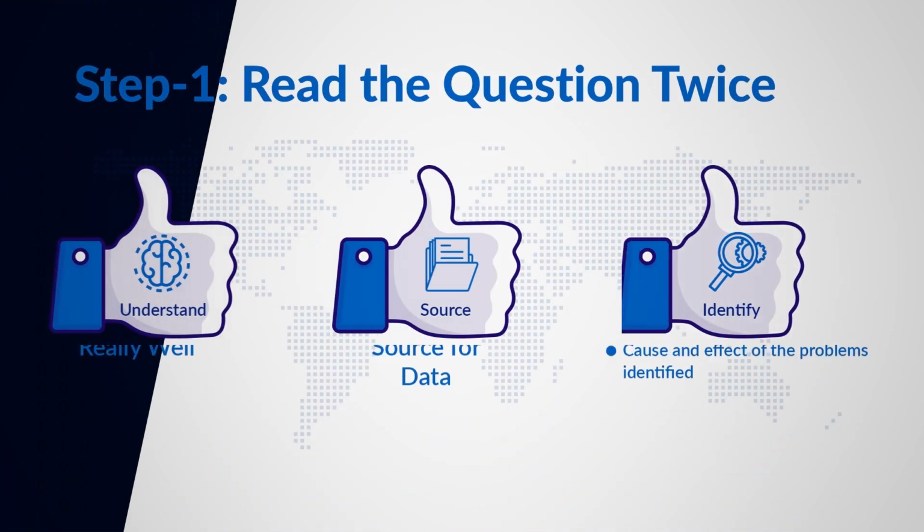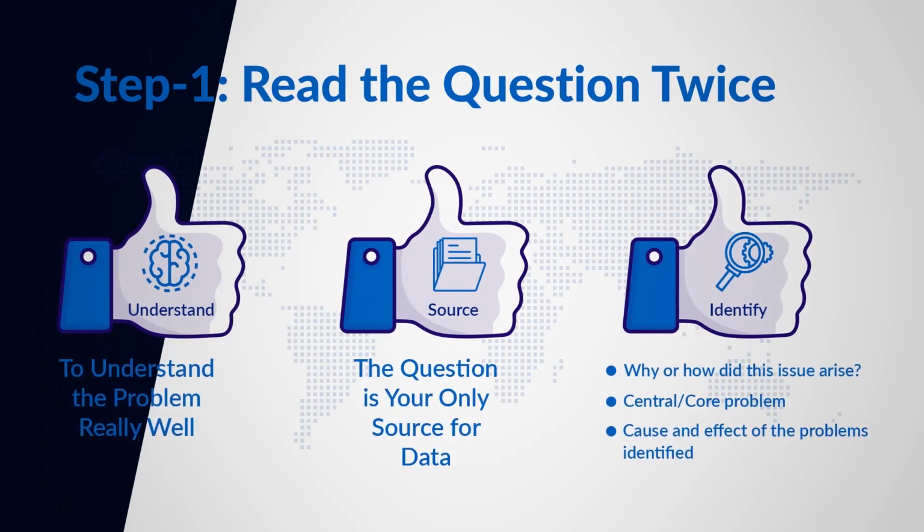So, coming to the first step in solving a case study is always to read your case multiple times. There are 3 main reasons for you to do so. Firstly, by reading the case again and again, you understand the problem really well. You can identify some of the things that you might have skipped in your first glance or your first reading.